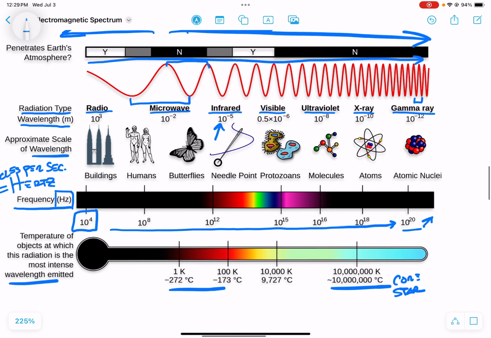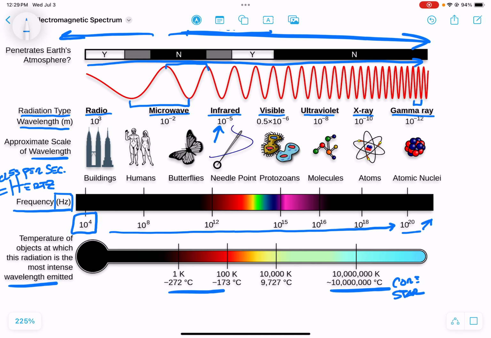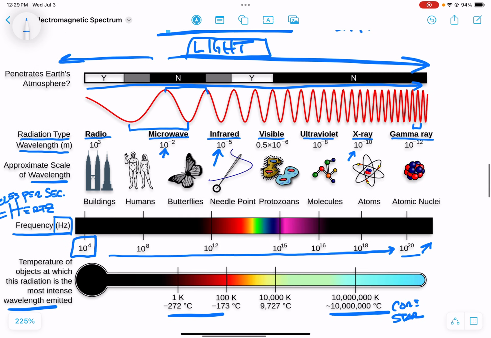What if we said, for example, an object emitting a wavelength of 10⁻²? Well, that would be microwave radiation, okay? 10⁻¹⁰, X-ray radiation, and so forth. So be comfortable understanding how wavelength determines the different type of light that we are looking at.